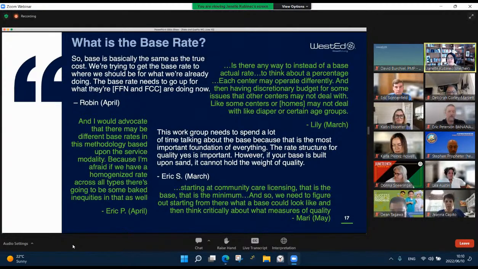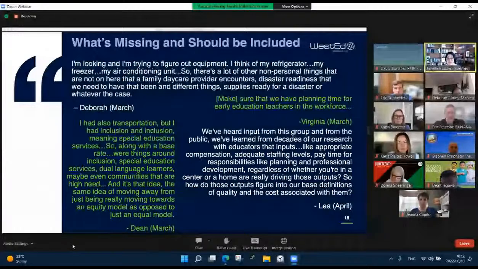The other part then that we captured is what's missing and should be included. So a number of things that were raised in terms of the basis of operations, including equipment and supplies, being able to have a bit of, I'll say, insulation to challenges or circumstances that may arise. Planning time, transportation, it has been raised multiple times, the need to think about inclusion, dual language learners, potentially, and I think this comes up as we talk about target universalism and some of our differentiation of needs within communities.